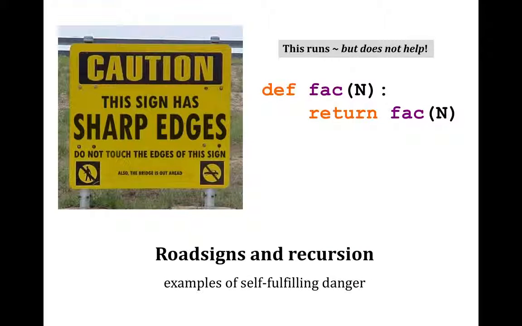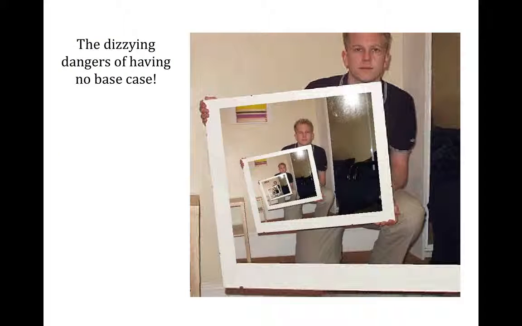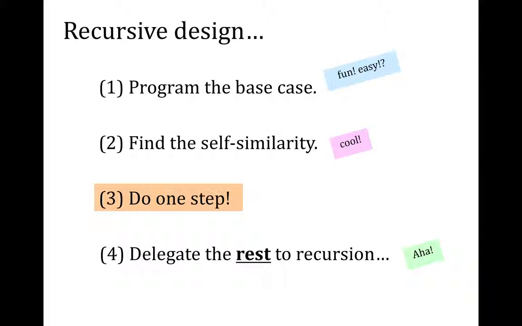So it runs, but it doesn't help, right? So for example, there's a road sign over here that also is recursive, or other issues with not having a base case. So when we're designing a solution to a problem in recursion, we want to program the base case first, then find the self-similarity of the problem. What does each repetition have in common? Do one step in terms of n, and then delegate the rest to recursion.